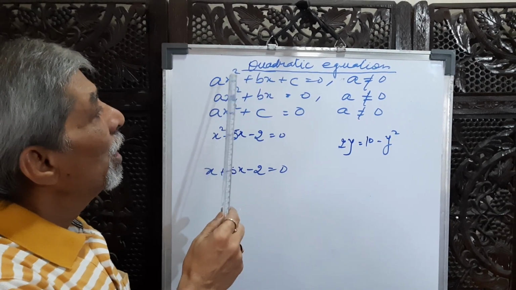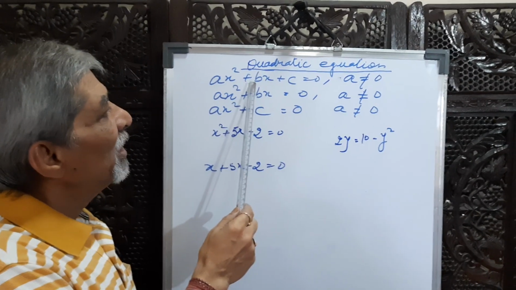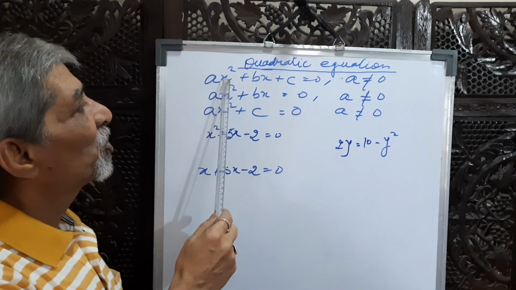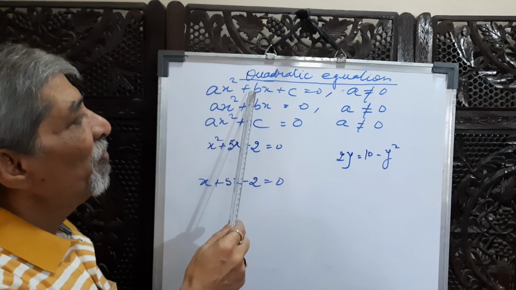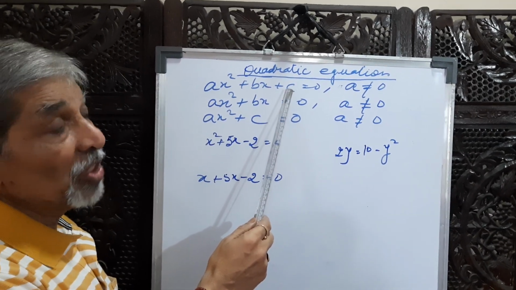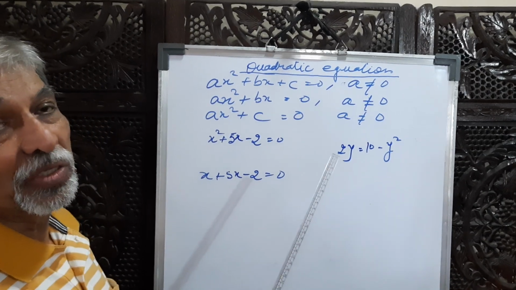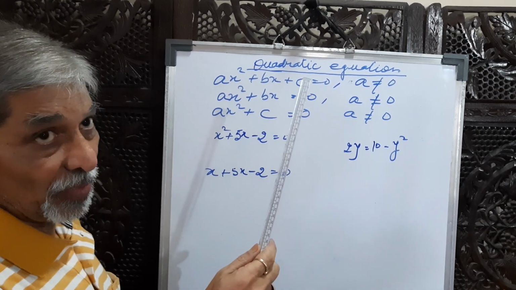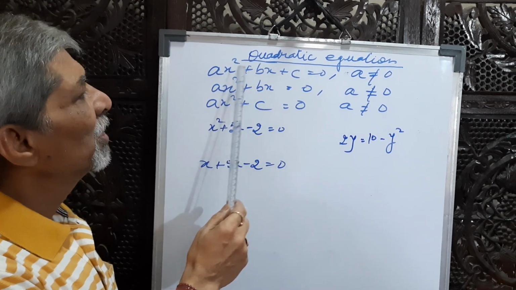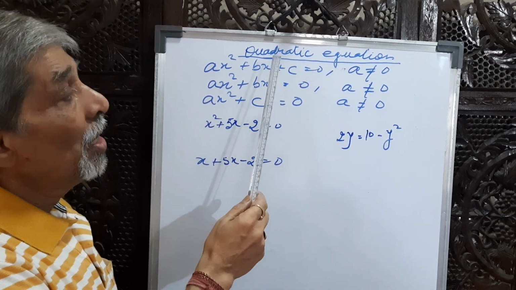So here ax squared plus bx plus c, a is the coefficient of x squared, b is the coefficient of x, and c is the constant coefficient of the equation. This is one form when there is three terms, trinomials.